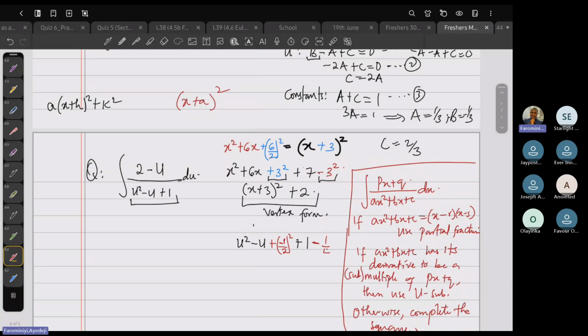So it means that we can rewrite that as u minus 1 over 2, and that minus 1 over 2 is coming from what we squared, minus 1 over 2 squared, then plus 3 over 4.